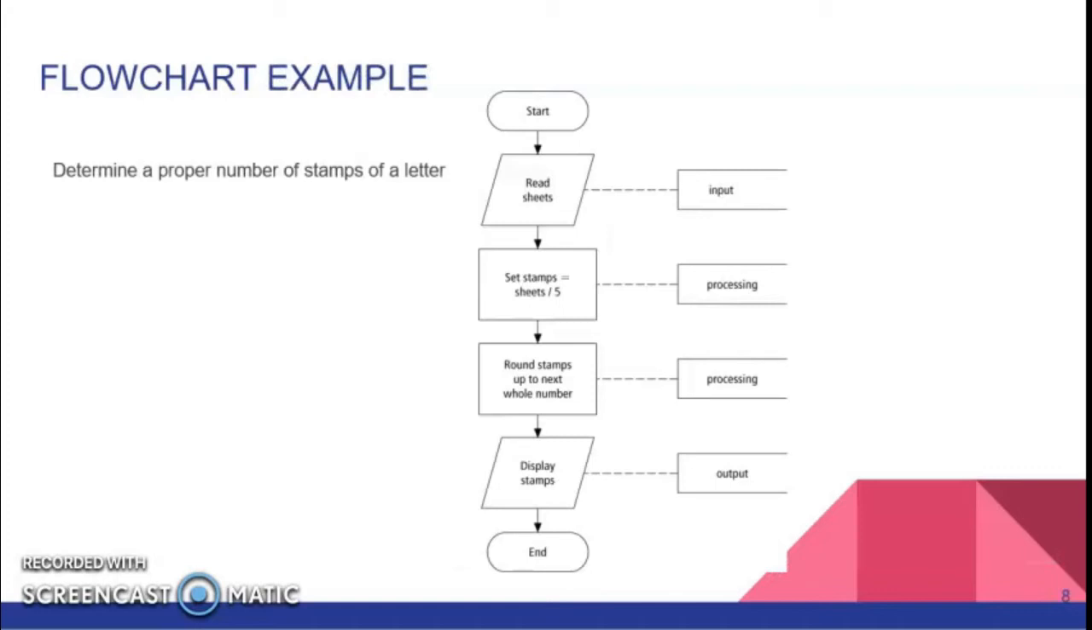Here is an example of a flowchart. From our previous problem statement, determine a proper number of stamps of a letter. So we will start by using the terminal symbol, start, and then for the input, read sheets. For our processing, set stamps, sheets divided by 5, and round stamps up to the next whole number. And for the output, we have display stamps. To end, we have to make use of the terminal symbol again.